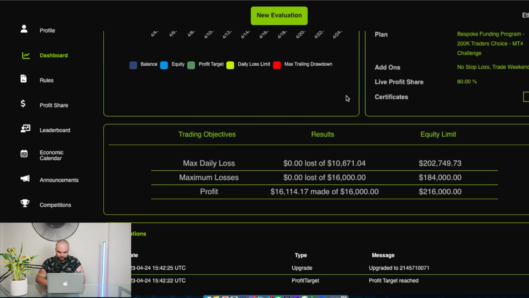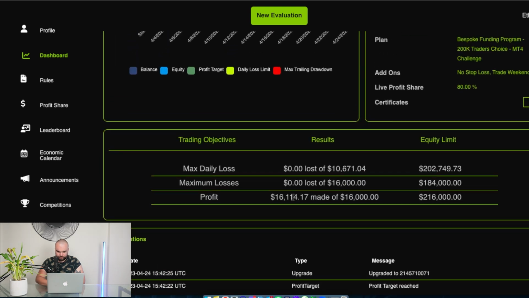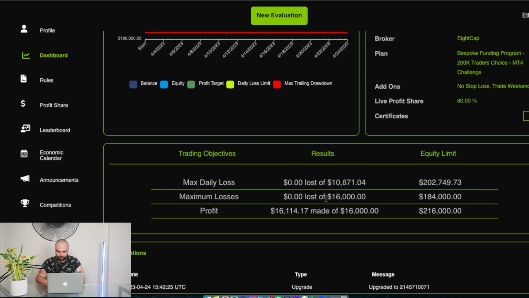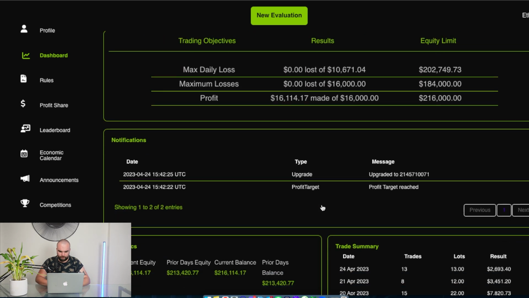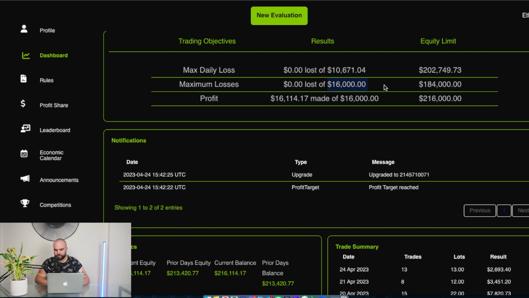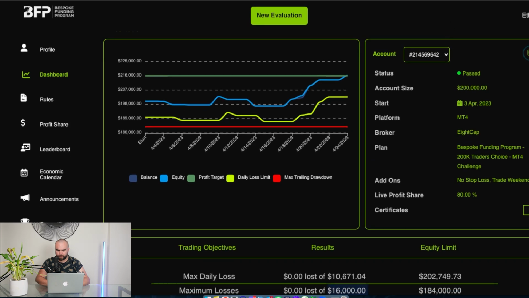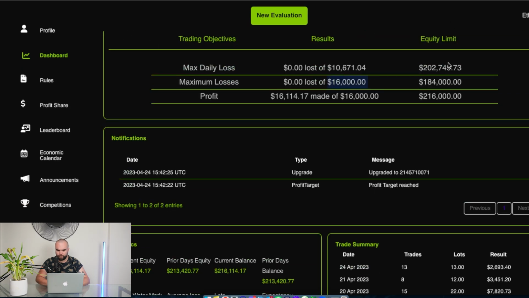Okay, and so we can see here that the profit target was 16,000. I made 16,100. Maximum losses, zero. Max daily loss, zero. So you can see here 10,000 was the max daily loss. And again here, 8%, 16,000 is the max overall loss. And so you can see that they also give you the equity limit for each of these. So this is where this would come into play.